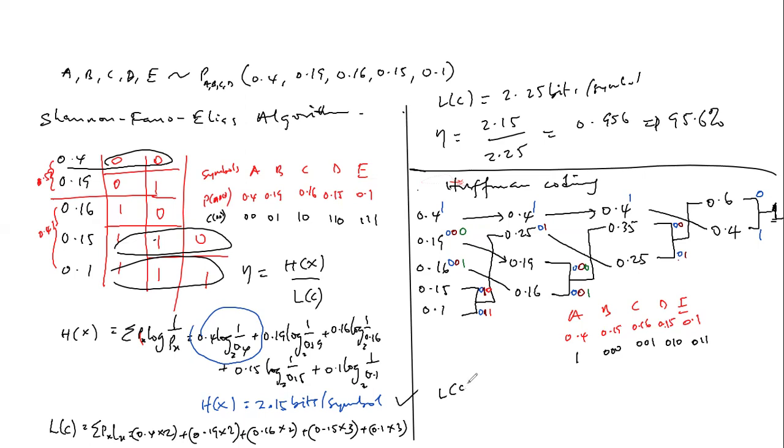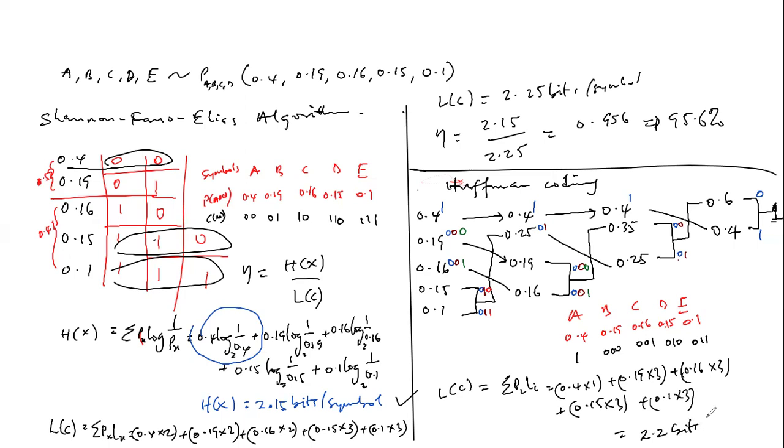So how about the length? The code word length here is going to give us the sum of the probability of each code word times the code word length. Let's stay by the convention we established from our definition, P sub i, L sub i. So this is going to give us 0.4 times 1 plus 0.19 times 3 plus 0.16 times 3 plus 0.15 times 3 plus 0.1 times 3. So this is going to give us what? This is going to give us 2.2, right? 2.2, let's say bits per symbol.